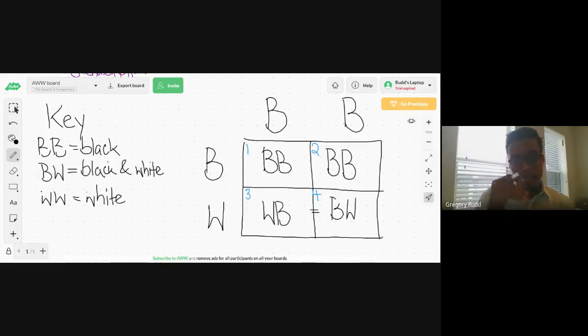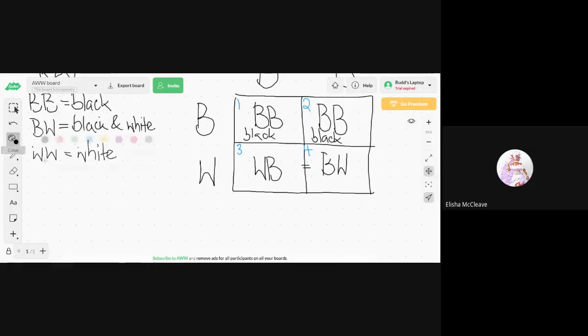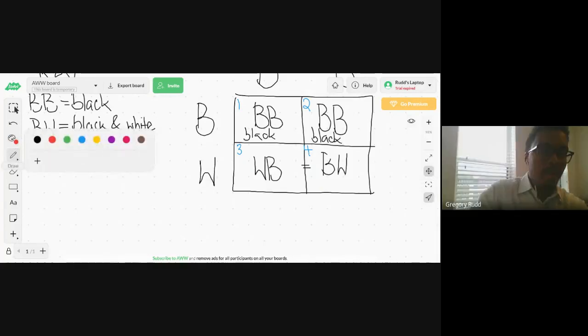Okay. So my question is, it didn't ask a question. I guess we're just looking at the percent chance of a white offspring. Well, this is black. This is black. What is the phenotype in boxes 3 and 4? Black and white. Yeah, they're both black and white.